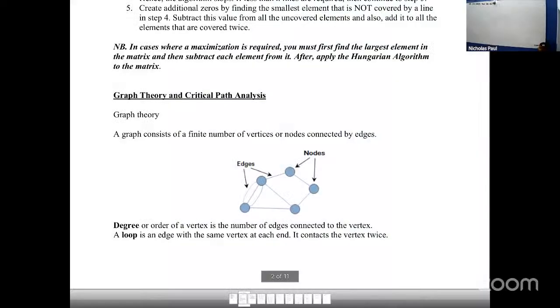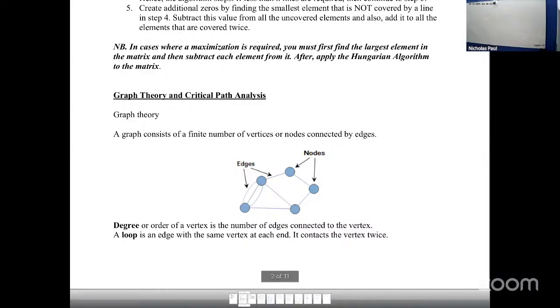That we need to know, right? So a graph consists of a finite number of vertices and nodes connected by edges. You see those blue dots there? Those blue dots are what we call your nodes, or sometimes we call them your vertices. And connecting them, we have edges.